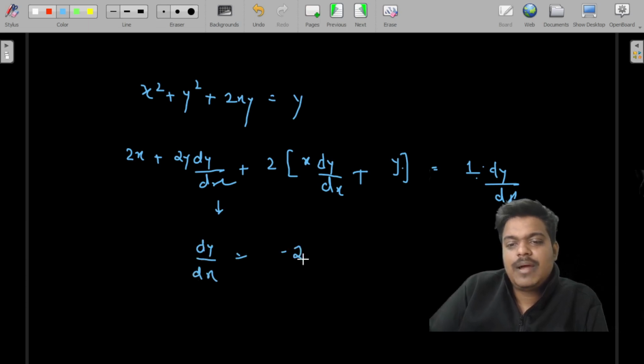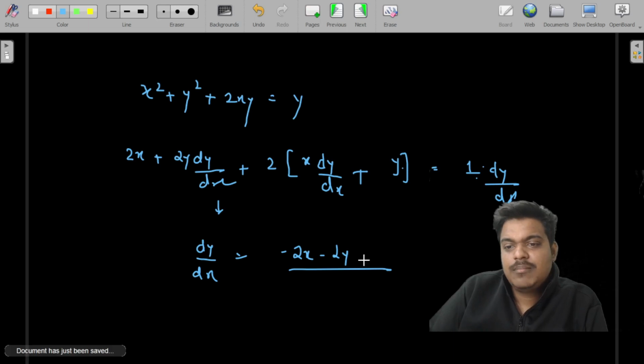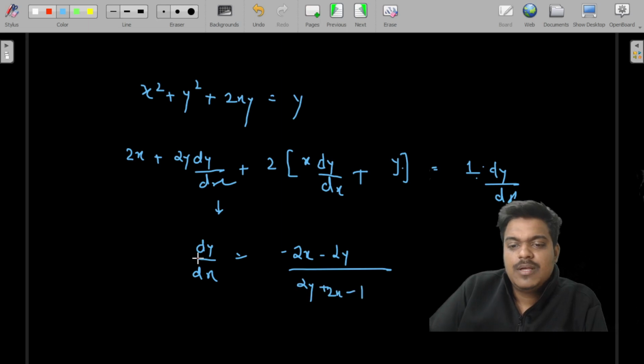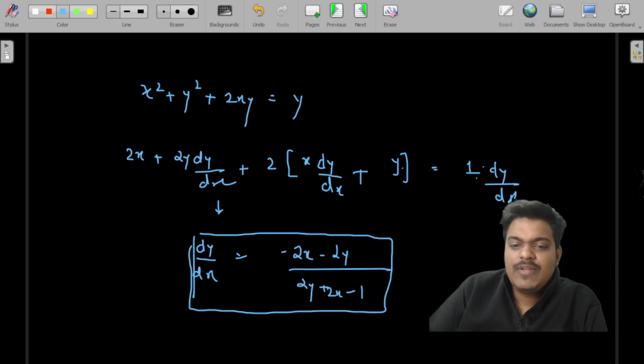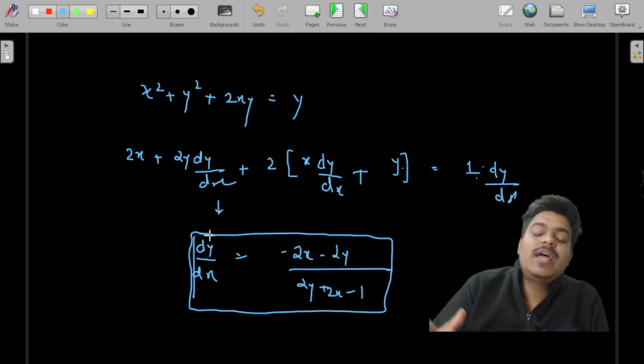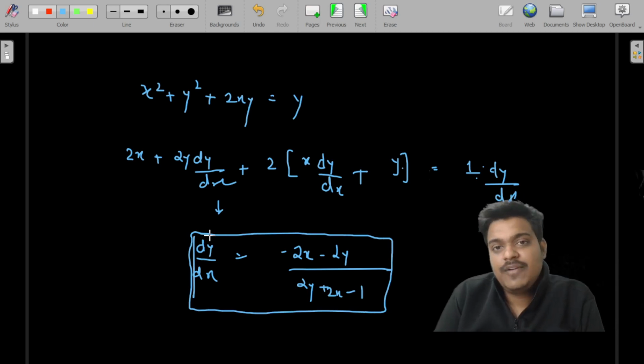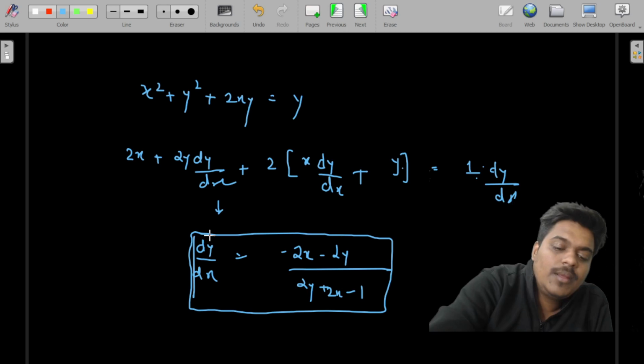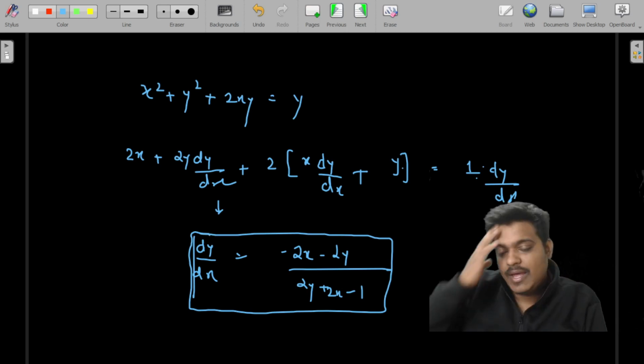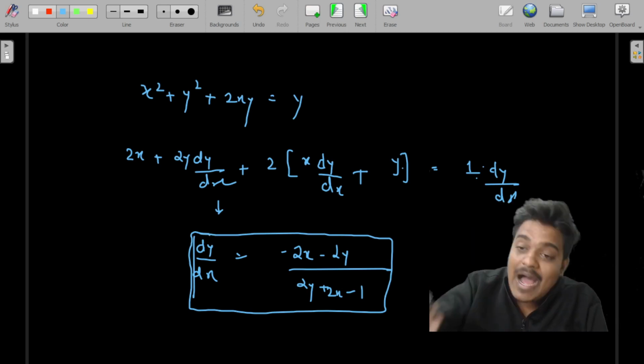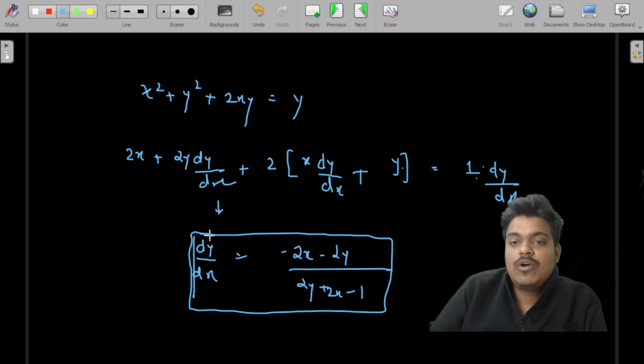This is nothing but minus 2x minus 2y divided by 2y plus 2x minus 1. So this is the differentiation. From here we haven't separated y and x, and still we are able to solve for dy by dx. I hope you have got the point that I wanted to convey, how to solve problems related to implicit function.